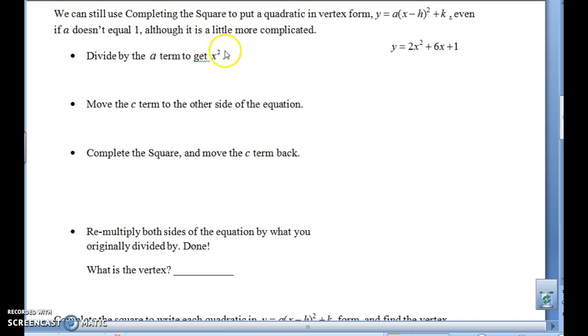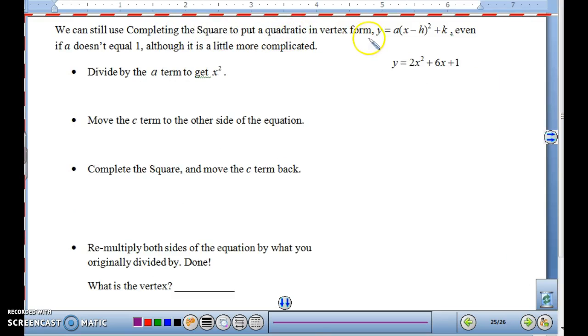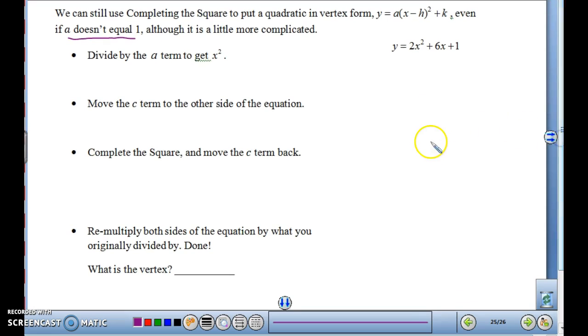Now, completing the square can still be used to put a quadratic in vertex form even if a doesn't equal 1, although it's a little more complicated. In order to complete the square, we want x squared to have a coefficient of 1. So how do we get rid of this? Well, we divide by the a term until we have x squared. So we'd have to actually divide this by 2. Now, you can't just randomly divide part of it. You've got to divide the whole thing.